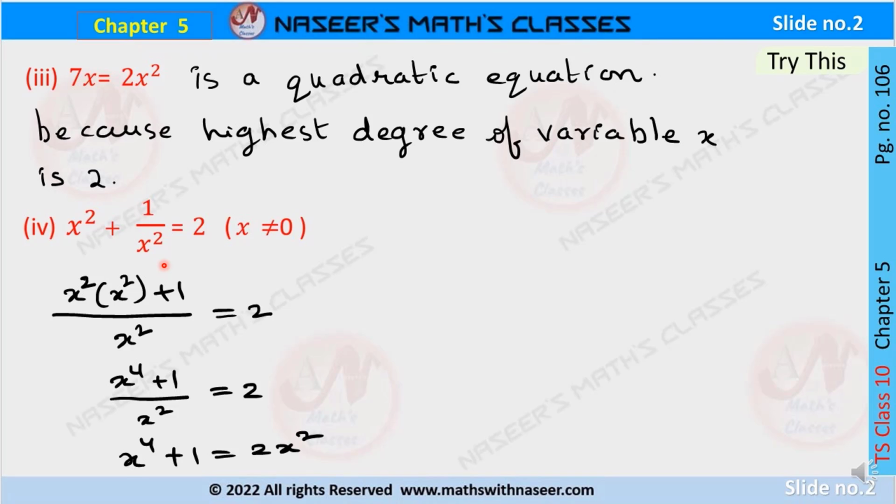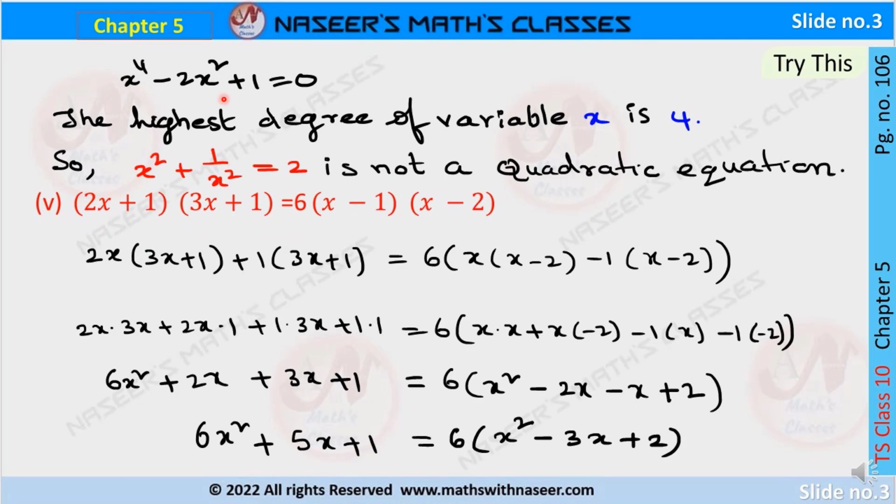So to convert this one, first take out the LCM, we get the LCM is x square. If we simplify, then it can be written as x square into x square plus 1 by x square is equal to, and x square into x square is x power 4, so it can be written as x power 4 plus 1 by x square is equal to 2. Now transpose x square from denominator to RHS, then it can be written as x power 4 plus 1 is equal to 2x square.